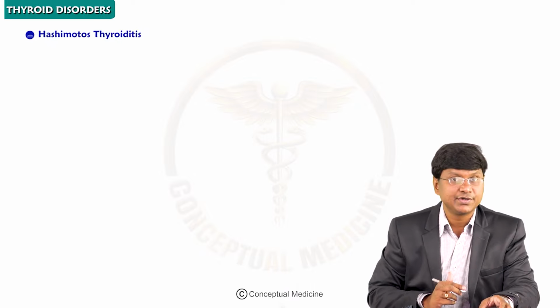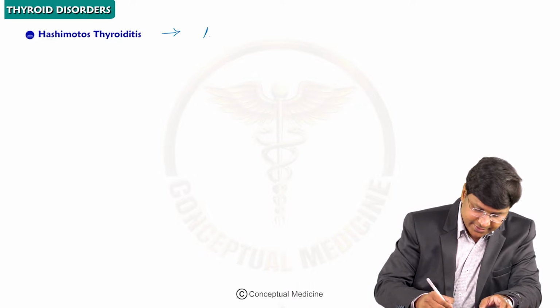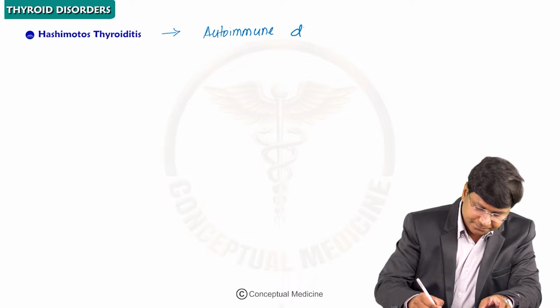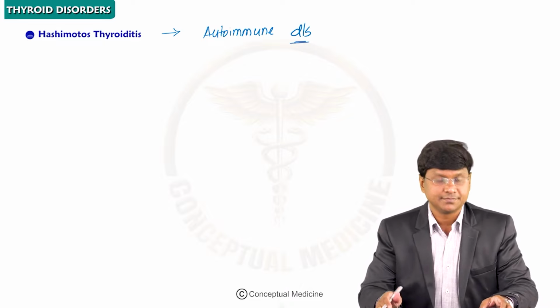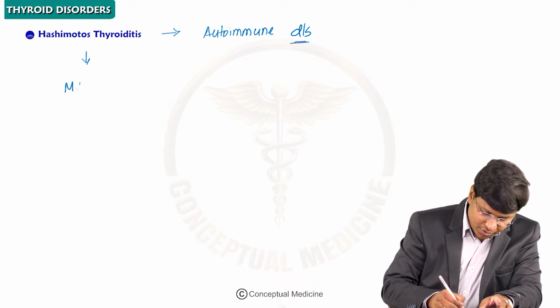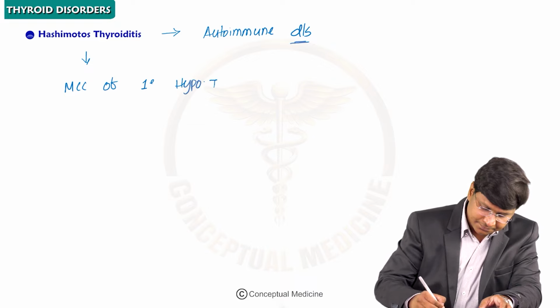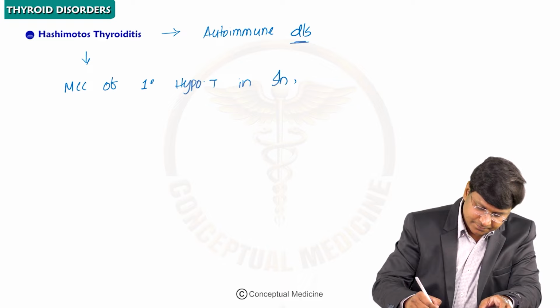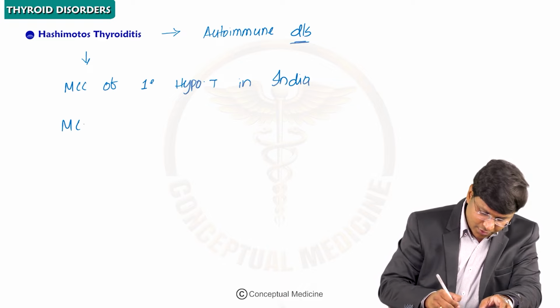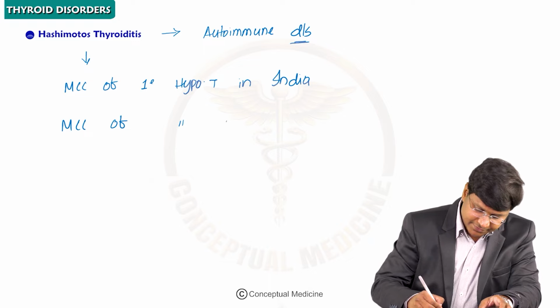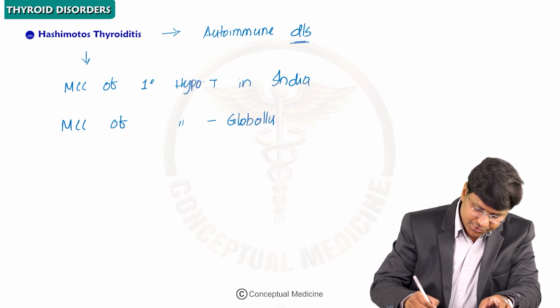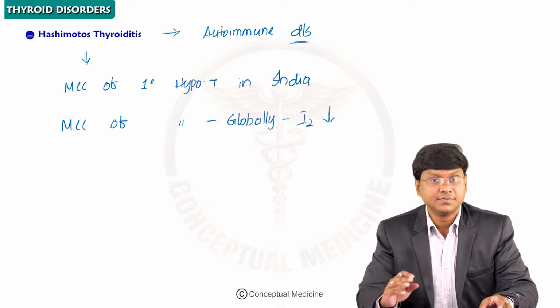So what is Hashimoto's thyroiditis? It is characterized by an autoimmune disease. It is the most common cause of primary hypothyroidism in India. Whereas the most common cause of primary hypothyroidism globally is iodine deficiency.